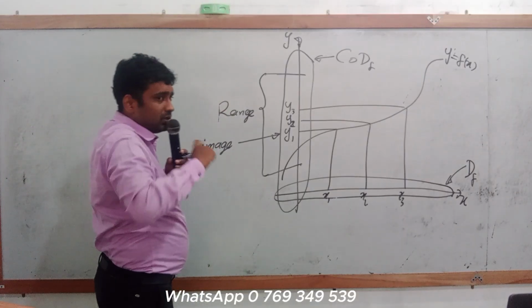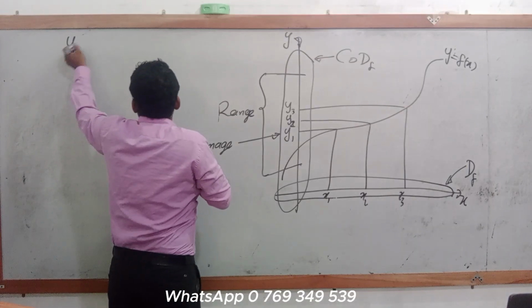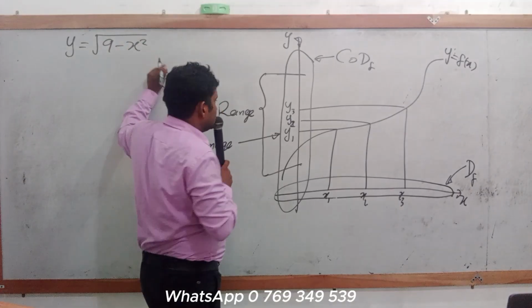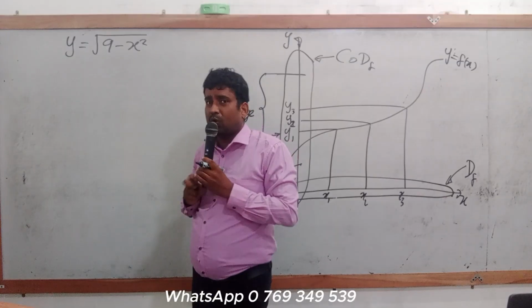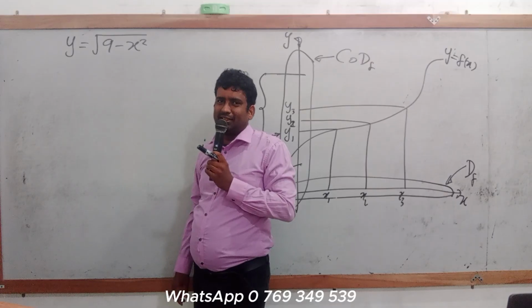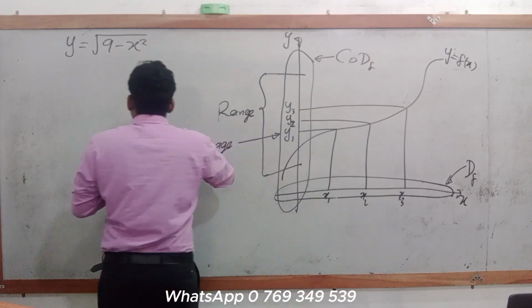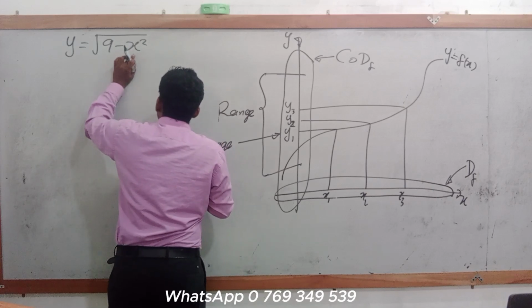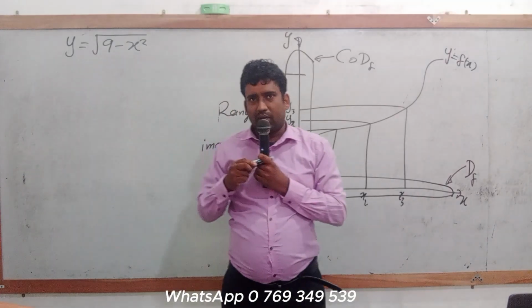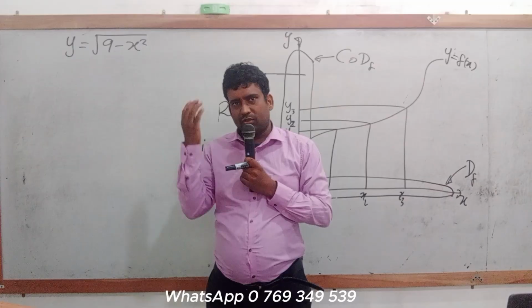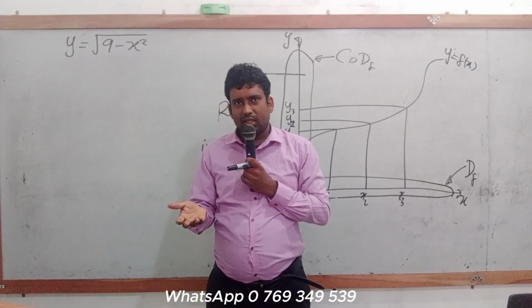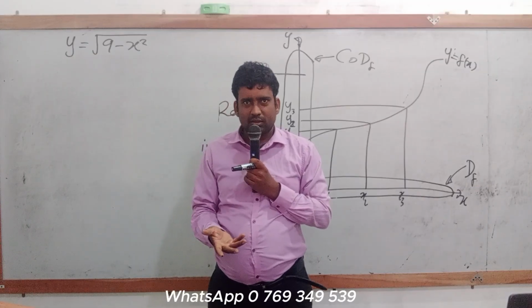Question number 2, part 2: y equals root of 9 minus x square. The domain comes with a condition. Think about this: if x square is more than 9, this is negative. Think about x is 4, x square is 16, 9 minus 16 is minus 7, and the root of minus 7 is not real.